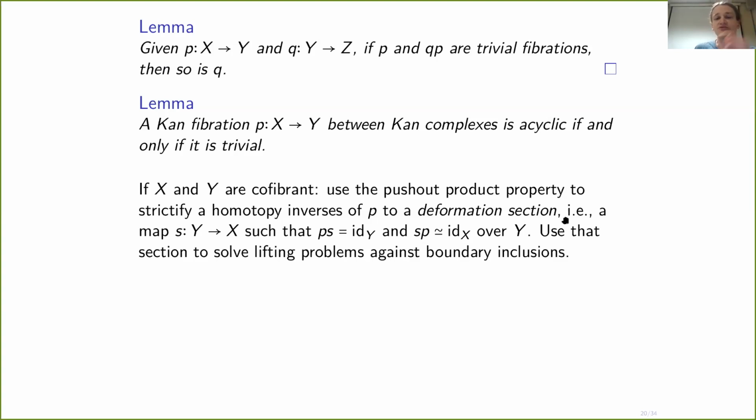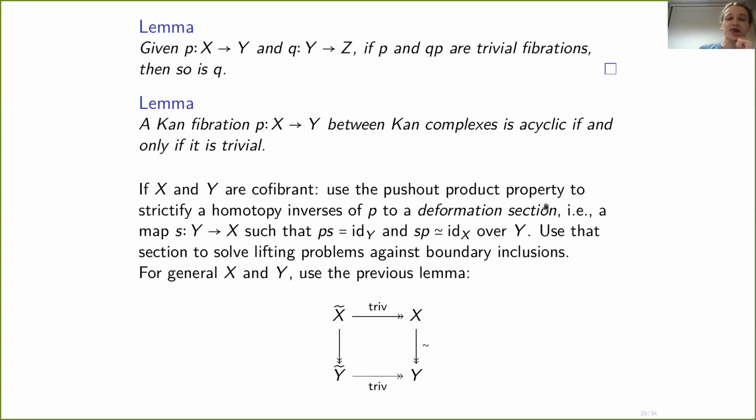So very quickly, the idea is that if we could assume that X and Y are cofibrant, then acyclic means there is a homotopy inverse, and using various lifting properties that follow from the push-out product property, I can strictify the homotopy inverse to something called a deformation section. So a map which is a section of P, and such that the other composite is homotopic to identity sort of fiberwise over Y. And then by composing with that, I can basically solve an arbitrary lifting problem against boundary inclusion. I mean, this involves some more steps, but I'm being brief here.